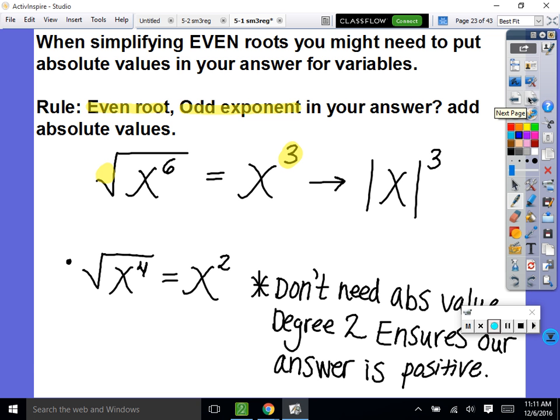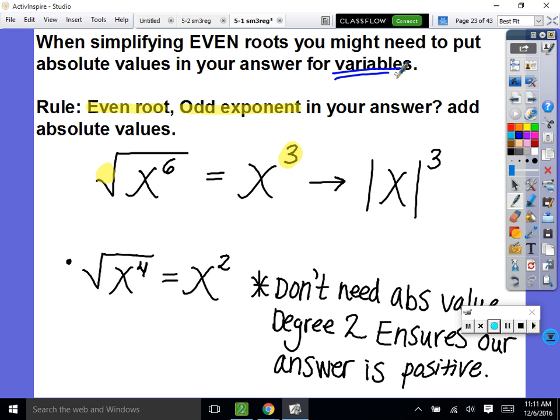So when simplifying radicals, when simplifying even roots, you might need to put absolute values in your answer for variables only. And I'll explain why in a second. So the rule is, write down this rule somewhere. This is when you need absolute values, and I'll show you what I mean in a second. This is the rule. Write it down on your paper somewhere. If you have an even root, and it's only in this exact order, if you have an even root and your answer's exponent comes out odd, then you need to add absolute values, and I'm going to explain why in a second.